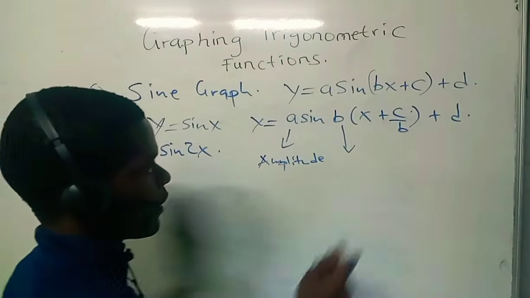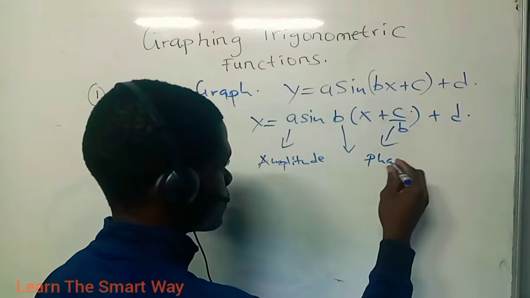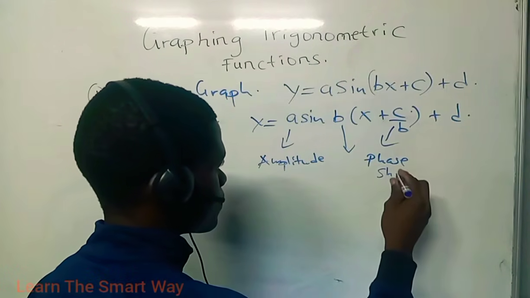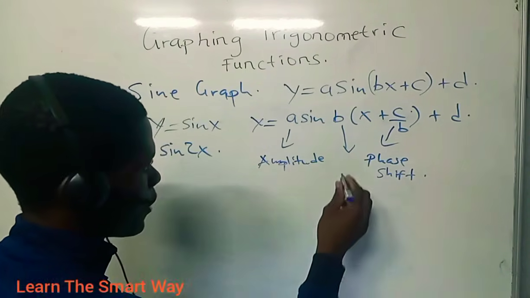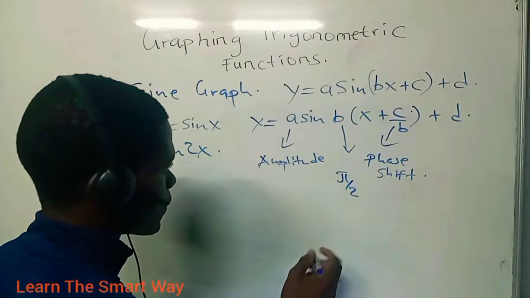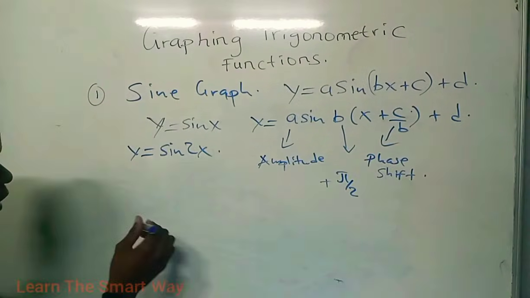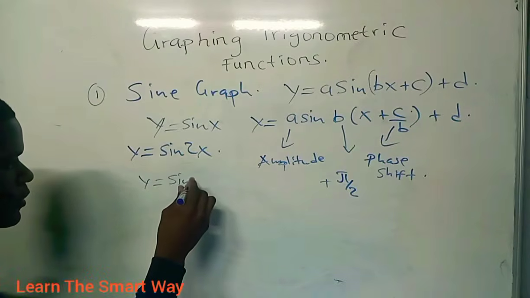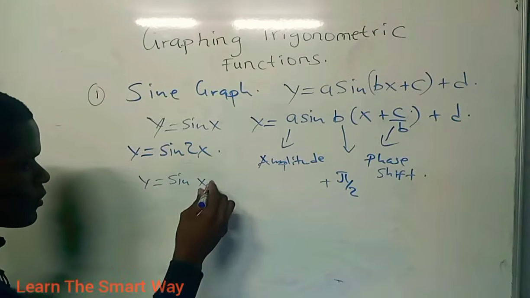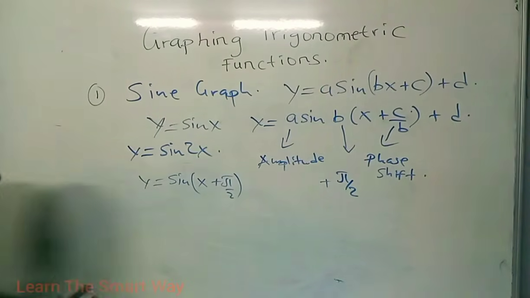Okay, so that part is what we call the phase shift. Okay, so let's say maybe if it's pi over 2, if it's positive pi over 2, and let's say it's y is equal to sine x. For example, sine x plus pi over 2, like this. How can we sketch this one? How is it going to be different from the basic one?